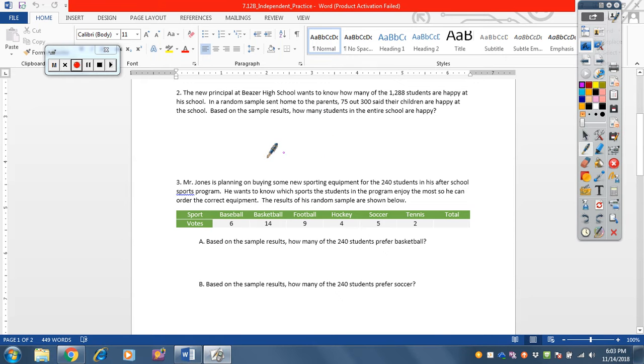Number 2, you are going to set a proportion. It says the new principal at Beezer High School wants to know how many of the 1,288 students are happy. That's going to go down here. In a random sample sent home, 75 out of 300 said they were happy. That goes here. And your X is going to go here. Easy peasy.